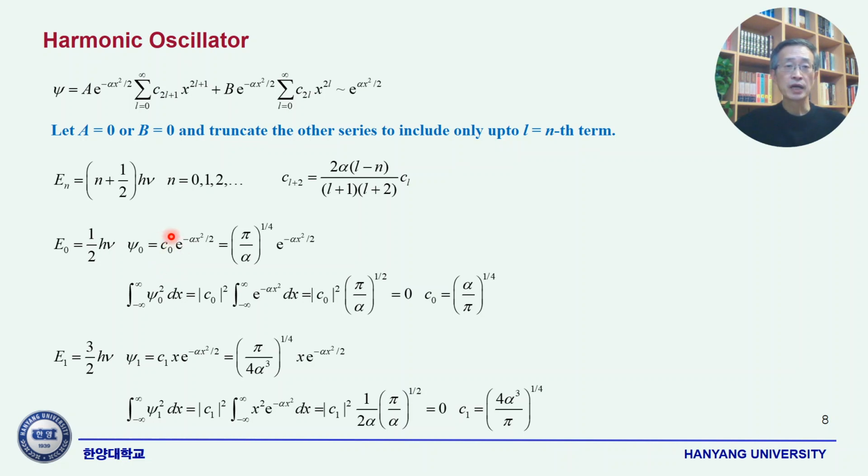In order to do that, we utilize the normalization condition. This is the probability amplitude, and the probability is that amplitude squared, integrated over the whole space. So the integral from negative to positive infinity of psi 0 squared dx is 1.